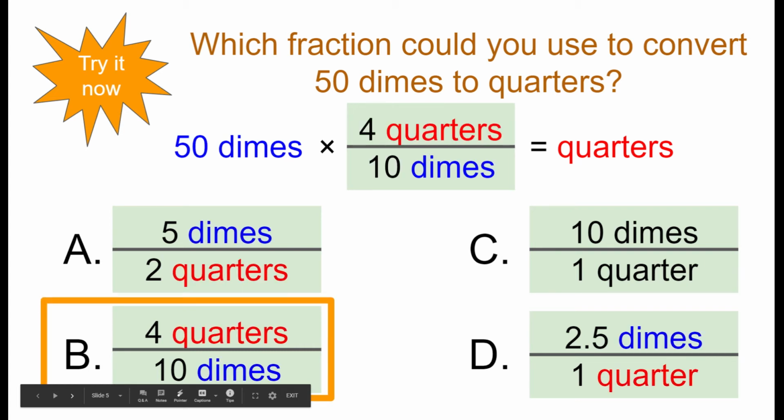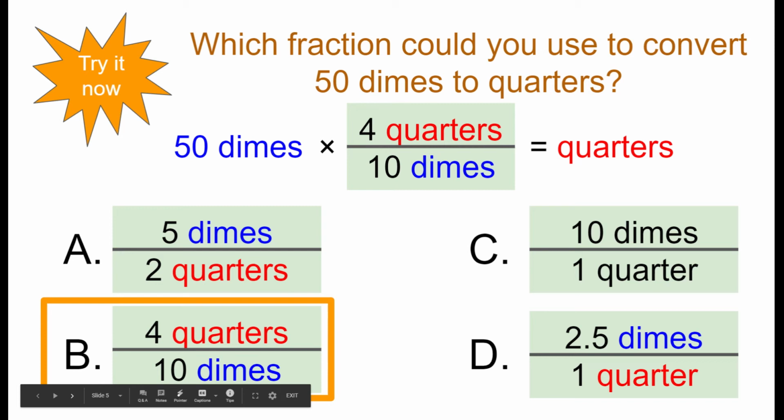So the correct answer is B. 4 quarters over 10 dimes will solve this dimensional analysis problem. The reason for that is that in any conversion factor, the numerator has to equal the denominator. Although this fraction could be simplified to 2 quarters equals 5 dimes, it's completely acceptable to say that 4 quarters equals 10 dimes. The numerator equals the denominator.